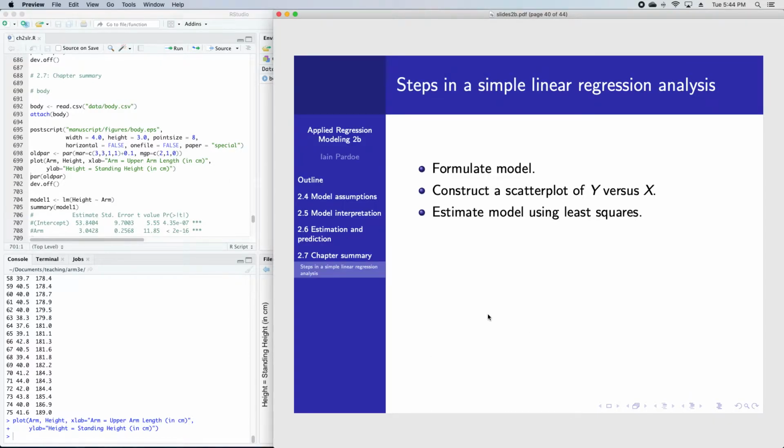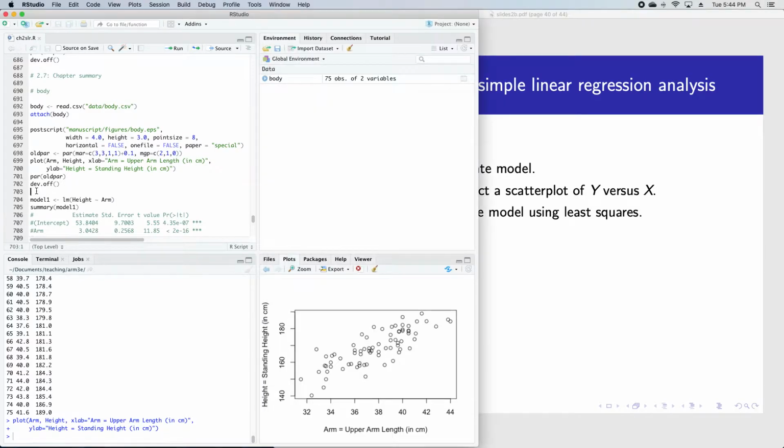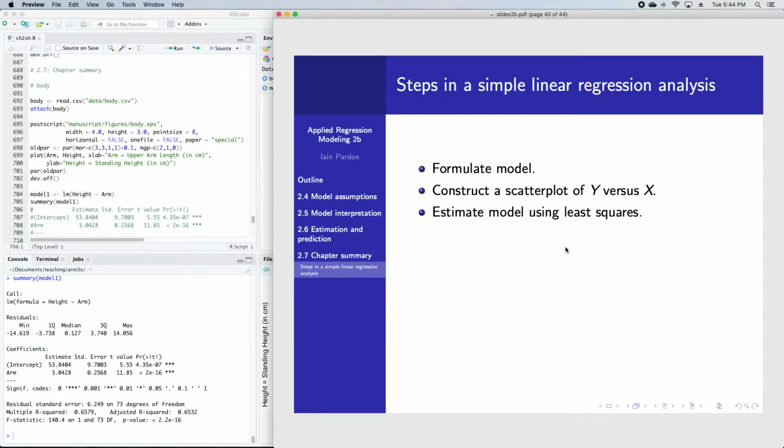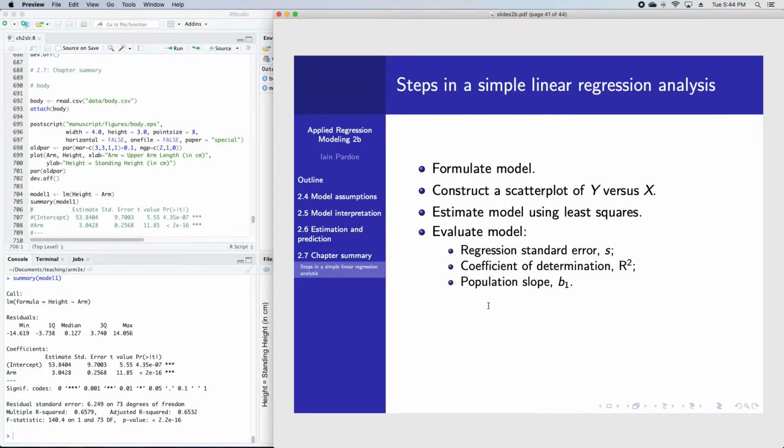Next, I'm going to estimate my model using least squares. So I can do that using this function here. And then I'll summarize the fit of the model. And then I'm going to evaluate the model using the three methods that we talked about earlier.